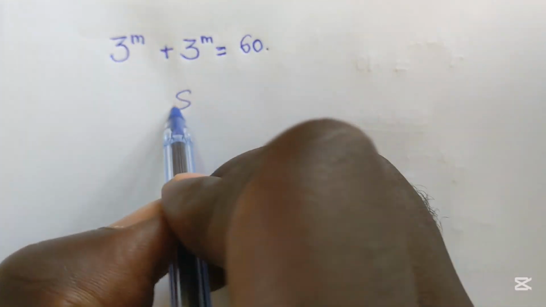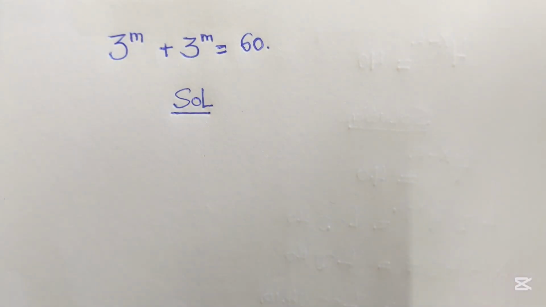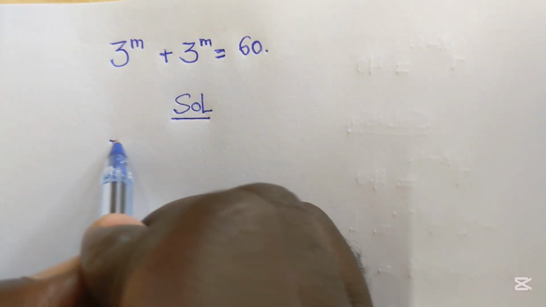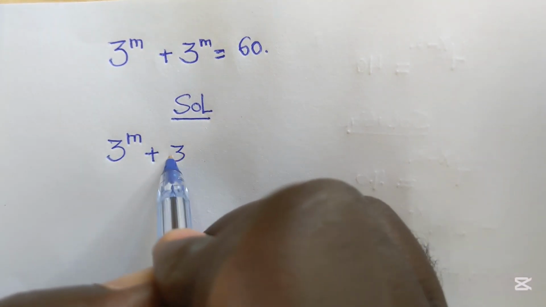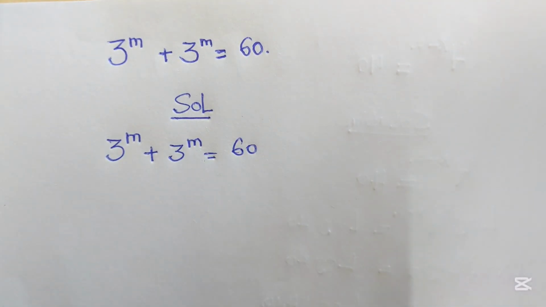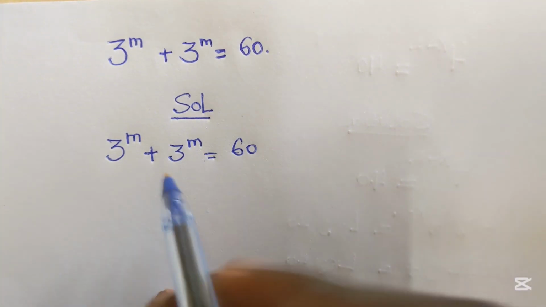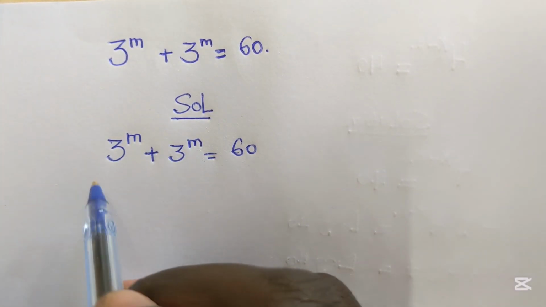Let's provide a solution to this question provided right now. We have 3^m + 3^m = 60. What can we do first? We have to factorize 3^m because they are the same on both sides.